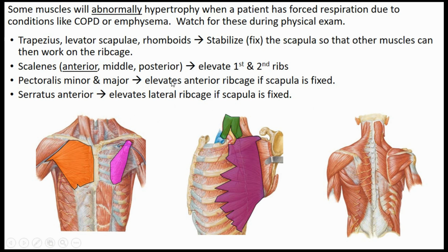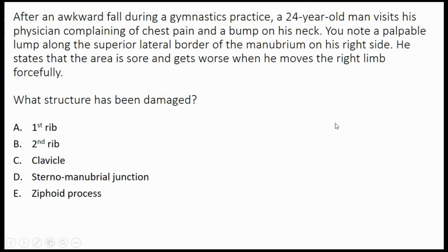I should say emphysema shows up a little bit differently, but that barrel chest with COPD is due to hypertrophy of the muscles and lack of elastic tissue in the lungs. Trapezius there, serratus, there we go, all these guys.